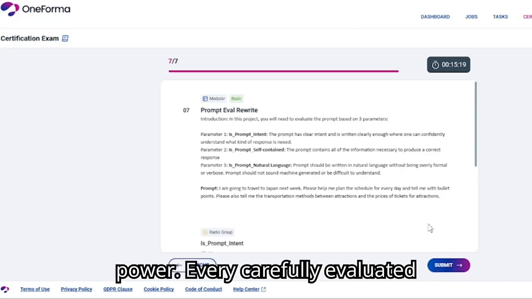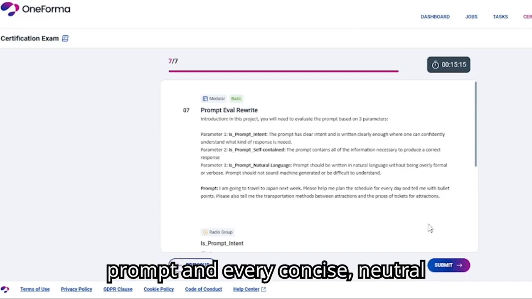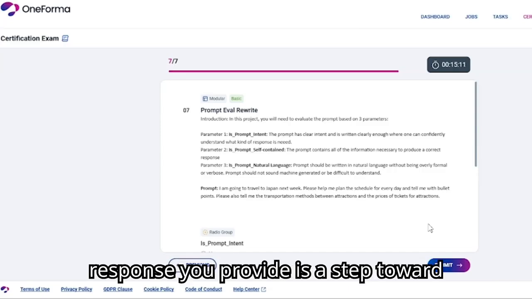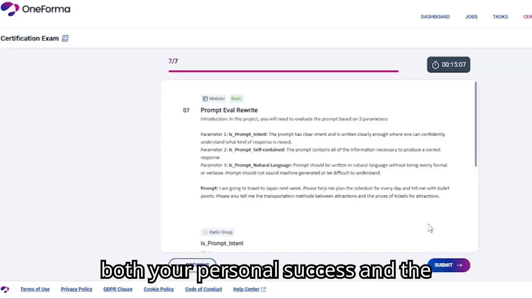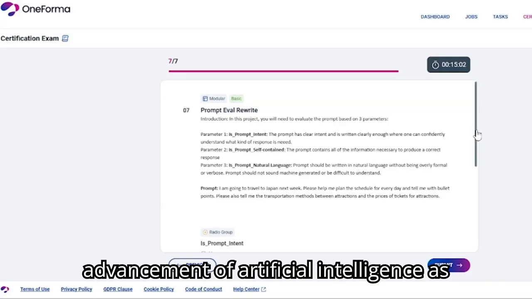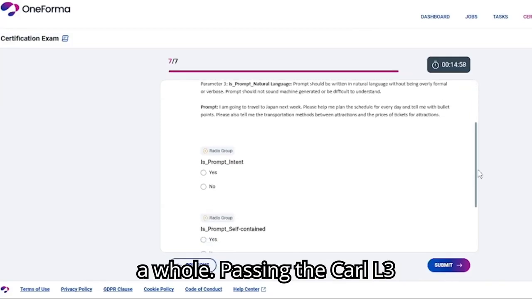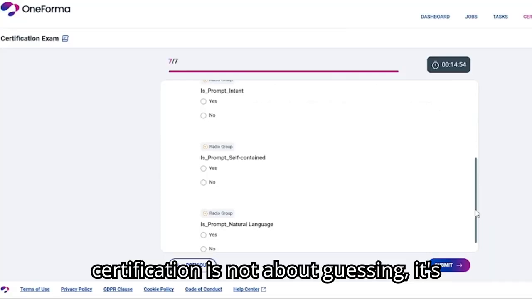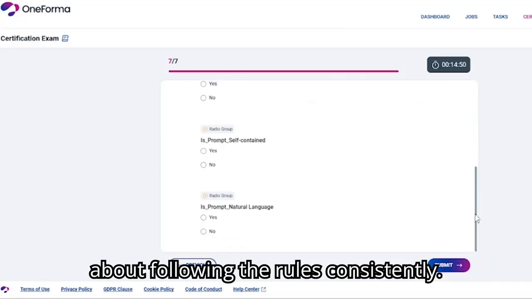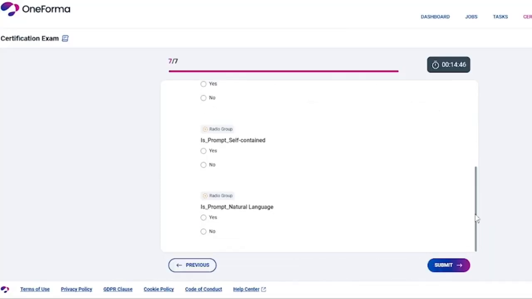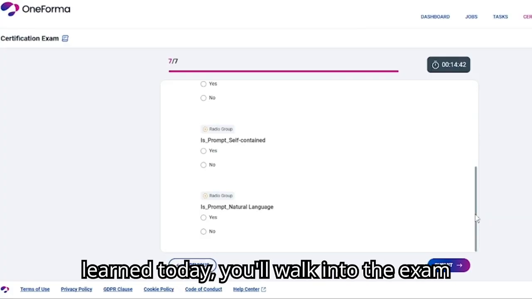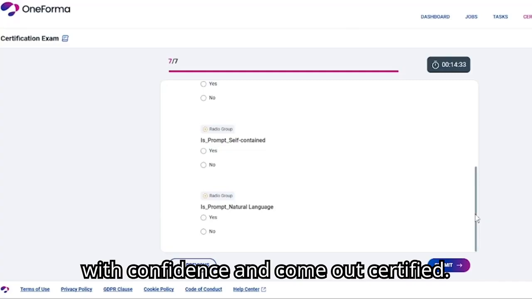Every carefully evaluated prompt and every concise, neutral response you provide is a step toward both your personal success and the advancement of artificial intelligence as a whole. Passing the Karl L3 certification is not about guessing, it's about following the rules consistently. If you apply the principles you've learned today, you'll walk into the exam with confidence and come out certified.